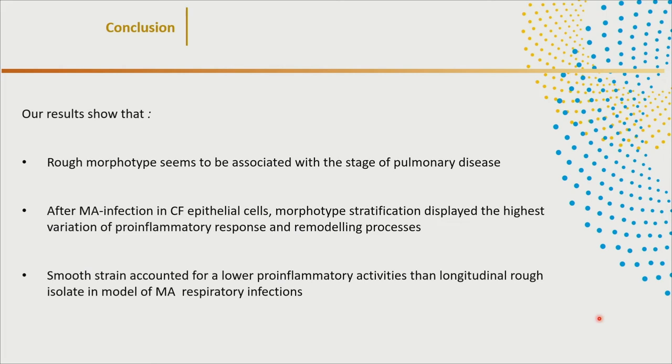Moreover, we found that in our cystic fibrosis epithelial cell line model, the morphotype stratification displayed the highest pro-inflammatory variation and tissue remodeling process as observed in our data set. And we confirmed this observation in the mouse model, in particular that the smooth strains accounted for lower pro-inflammatory activities when compared with the longitudinal rough strains isolated from the same patient and tested in two different mouse models, one acute model and one chronic infection model.